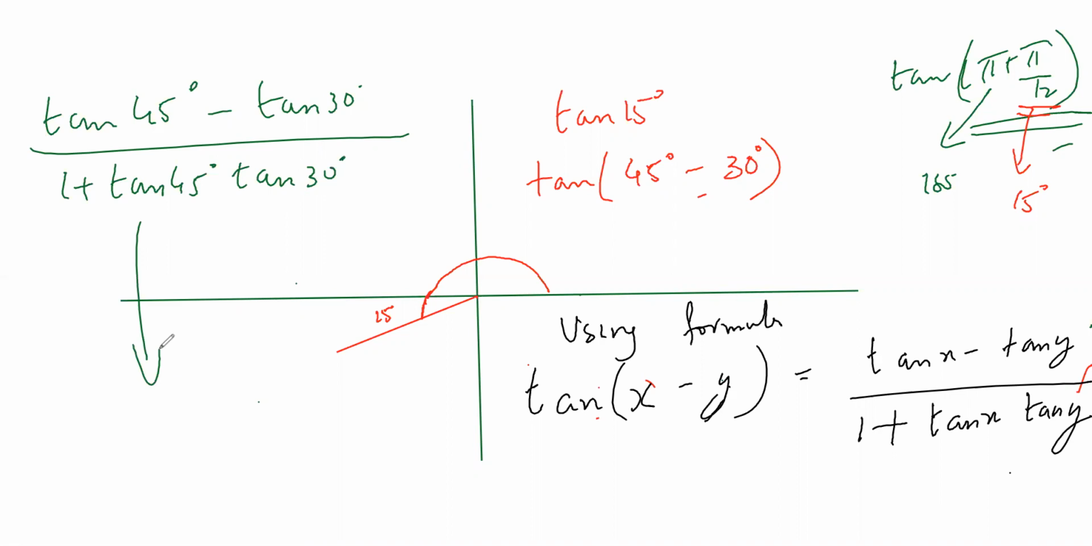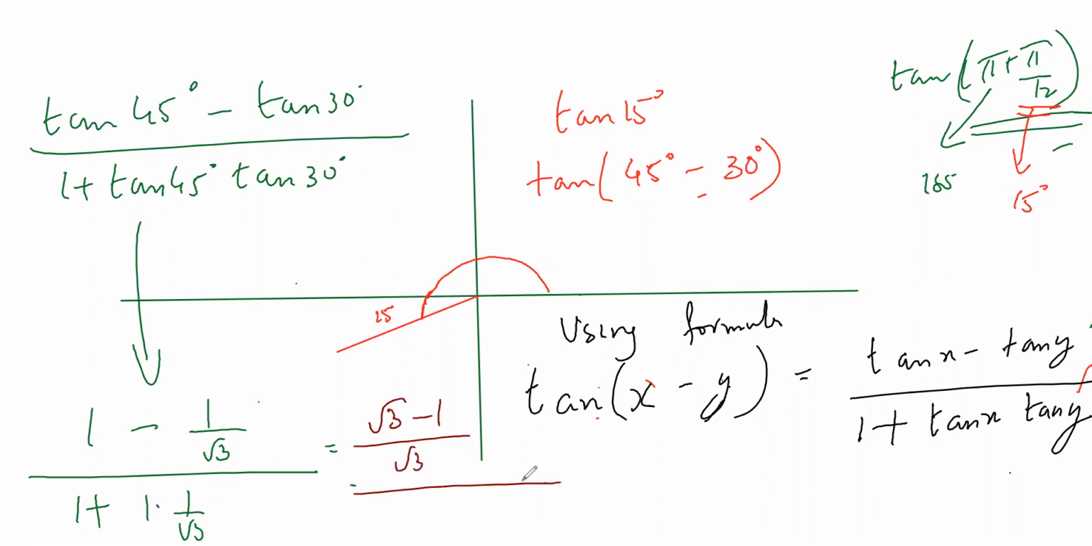Tan 45 value is what? 1. Tan 30 value is what? 1 by root 3. So, 1 plus tan 45 value, which is 1, into 1 by root 3. Correct? Now I'm just taking the LCM of this. So this will become what? (Root 3 minus 1) by root 3, over (root 3 plus 1) by root 3. So I can cancel these root 3's.